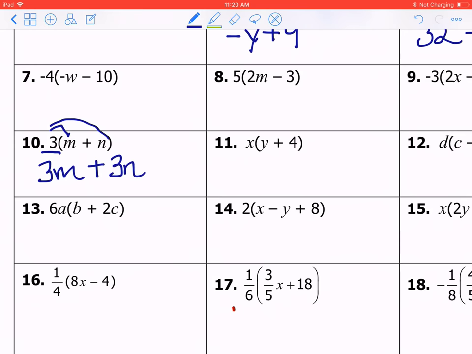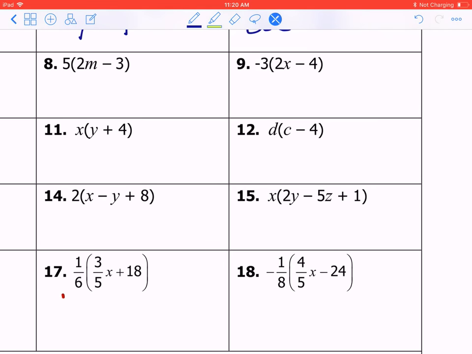Okay, sliding over to 12. We have now a variable on the outside of the parentheses. Same thing. D times c gives you dc, and d times negative 4 is a negative 4d. Not so bad.